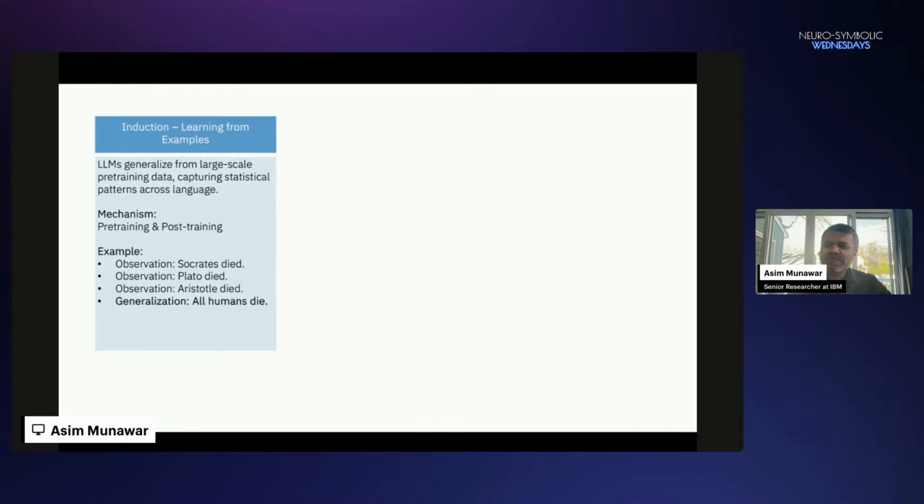Yet another way to think about it is like induction, deduction, abduction, kind of what are LLMs actually doing. So LLMs are basically induction machines. They have seen a lot of data during pre-training, post-training, alignment, and so on. Induction is where it sees a lot of examples and makes a generalized assumption about that. So it saw, for example, Socrates died, Plato died, Aristotle died, and it generalized it to, oh, okay, all humans die.